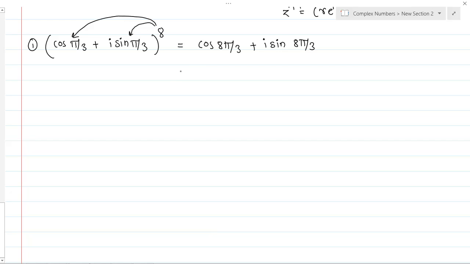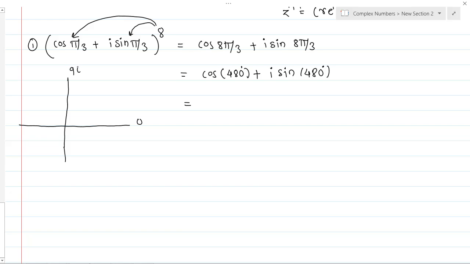Okay, so see here. Cos of this becomes 480 degree plus i sin of 480 degree. 480 degree means which quadrant? Let us see the limits of the quadrants. This is 0, this is 90, 180, 270, and next it is 360. Then it becomes 450.